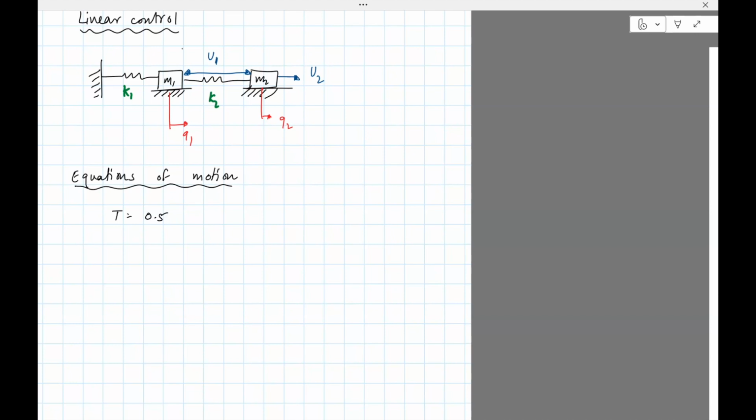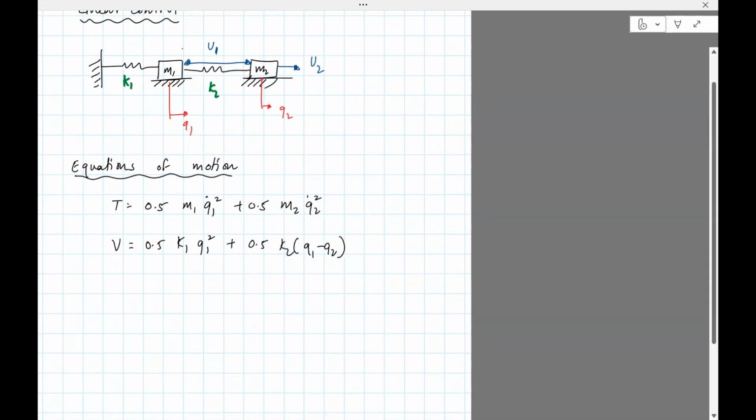So the kinetic energy T is half mass Q1 dot square plus half mass Q2 dot square. So that's the kinetic energy. We need the potential energy, so that would be 0.5 K1, where Q1 is the stretch in the spring, so Q1 square, plus 0.5 K2. Now K2 is going to be stretched on both sides. It's connected to mass M1 and M2. So its deflection is going to be Q1 minus Q2 square.